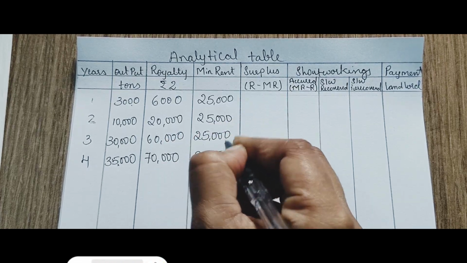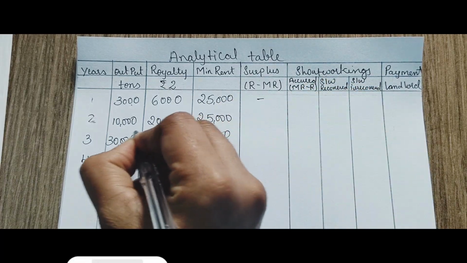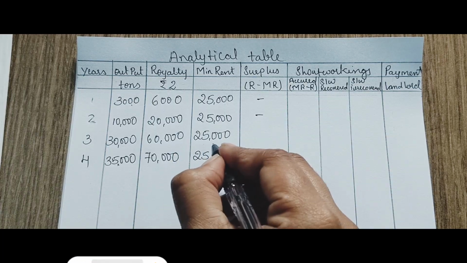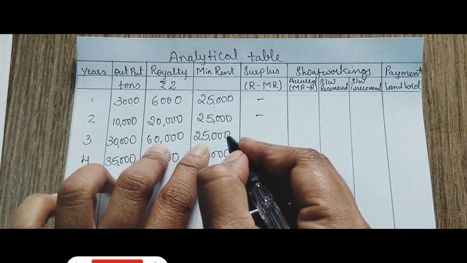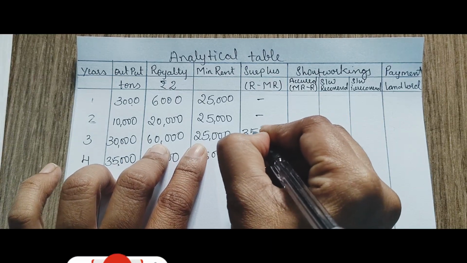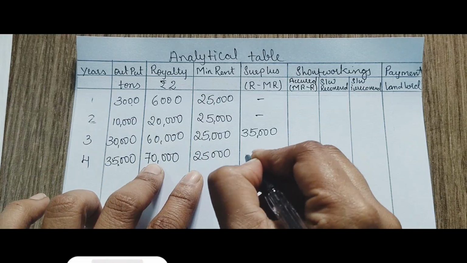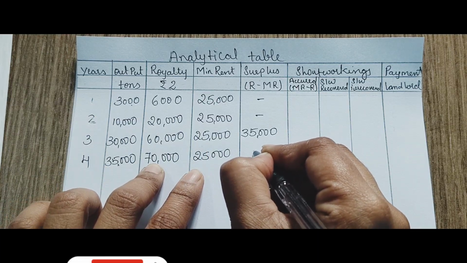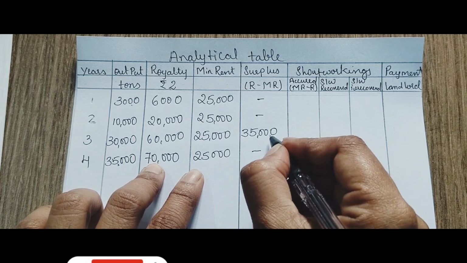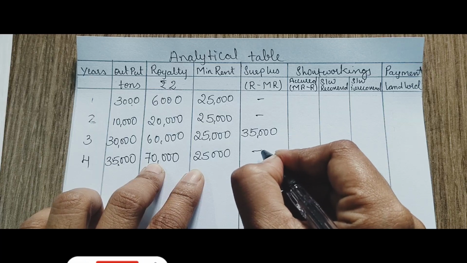Now, surplus. Surplus means royalty should be more. So here there is no surplus in the first year. Second year, no surplus, but in the third year you have a surplus. 60,000 minus 25,000, what is the surplus? 35,000. And in the fourth year you have surplus, but still we are not showing it because you can't recover in the fourth year. The permission to recover the short working is up to 3 years only. That is why we are not recording it in the fourth year.